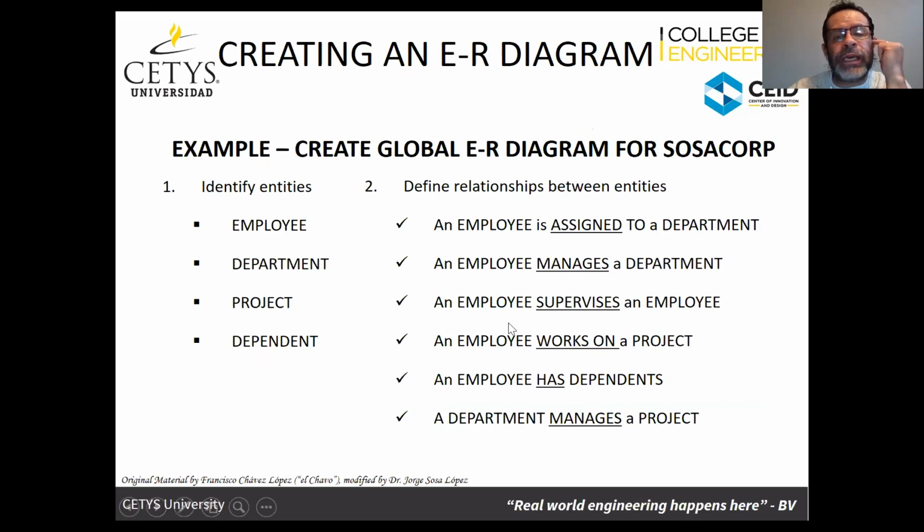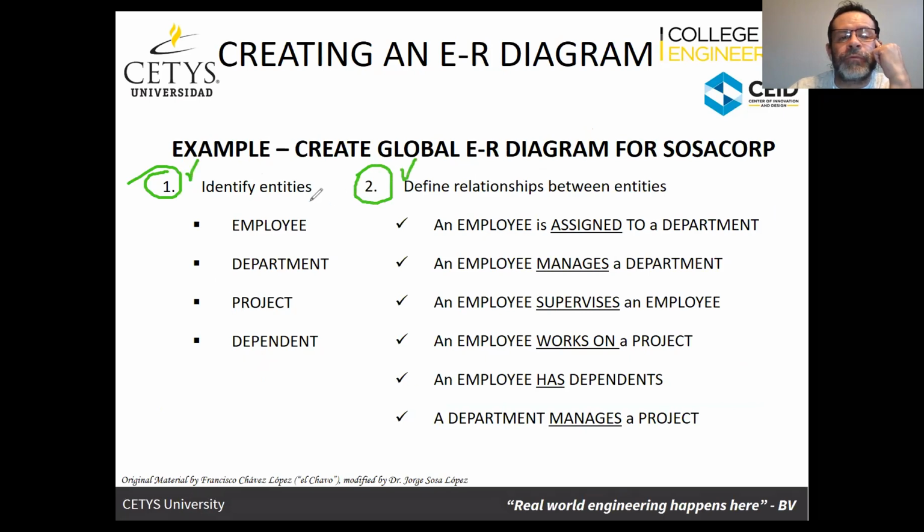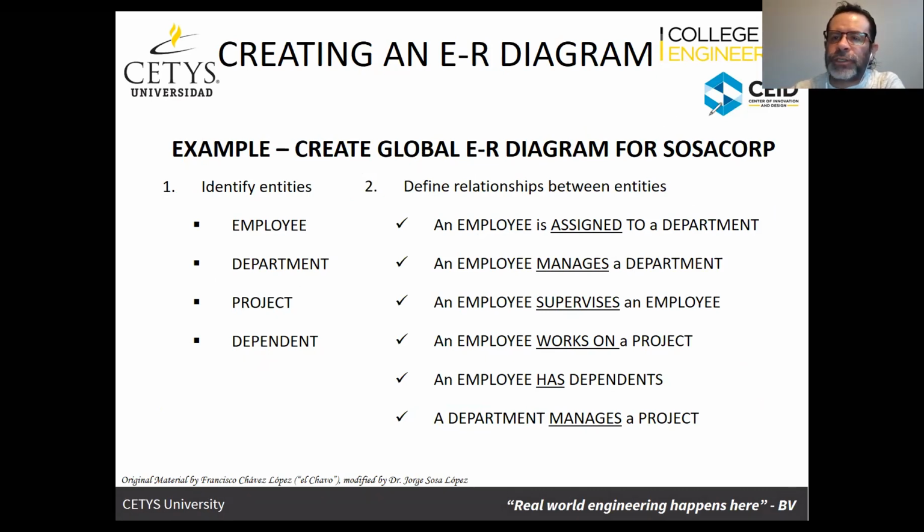And from that, we had established the entities and the relationships. We had only done these two steps. So we had identified 4 entities: employee, department, project, and dependent. And we had identified the relationships. Employee is assigned to a department, employee manages a department, employee supervises an employee, works on a project, an employee has dependents, and a department manages a project. These are the different relationships that have been established for this situation.